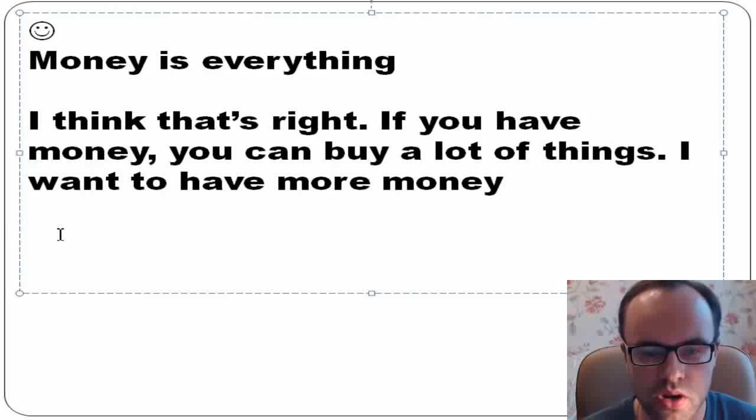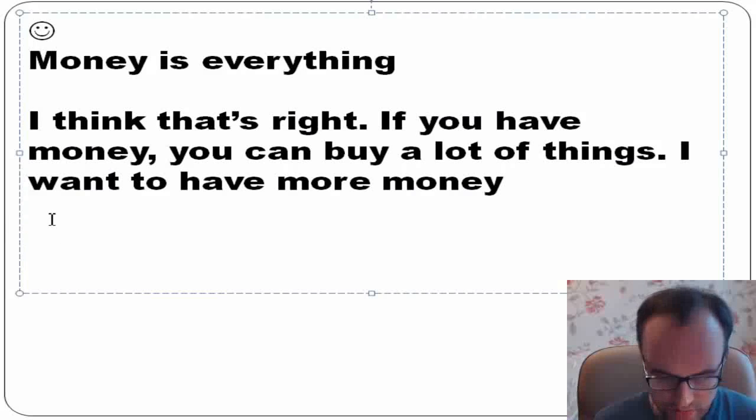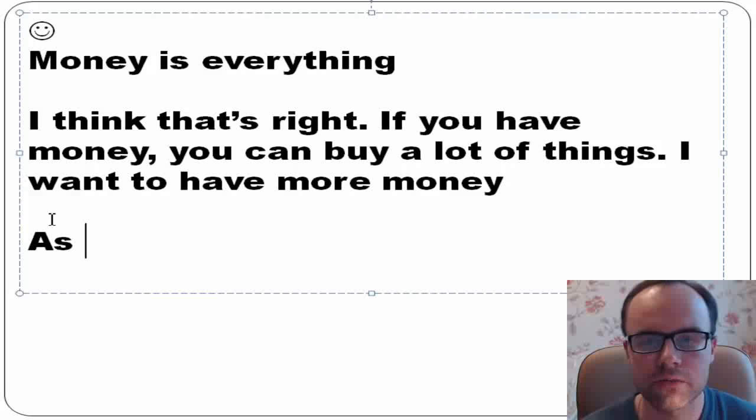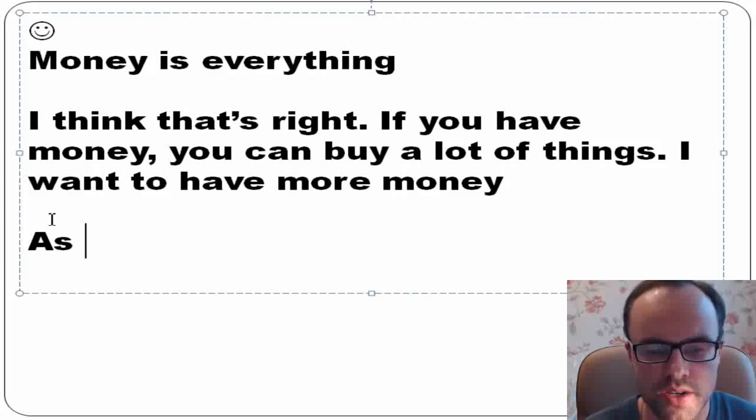So let's do it anyway. So I think that's right. For example, "as far as I'm concerned" is another phrase for "as for me." We often hear "as for me" among Russian students. But okay, you can replace this sentence, and I think it's quite a good idea if you start using this one.